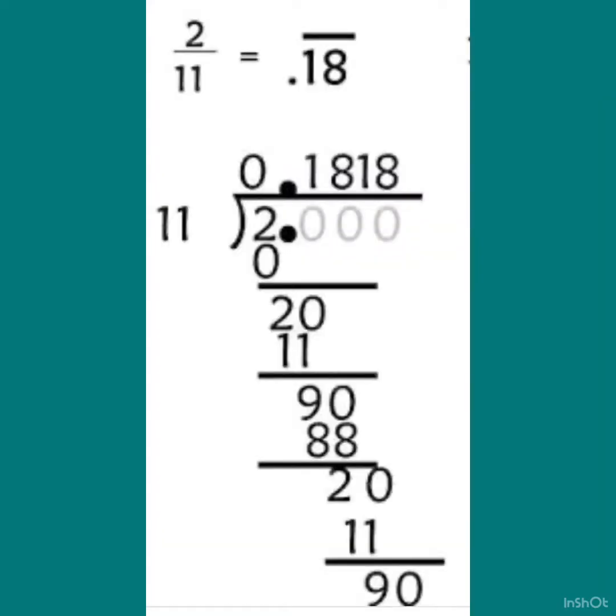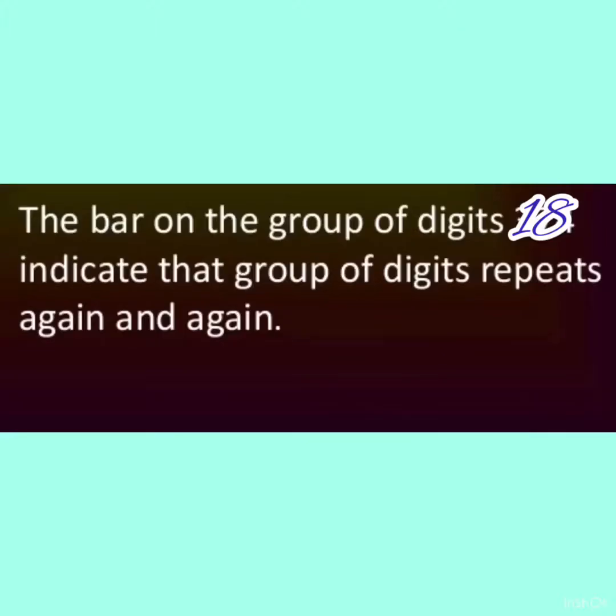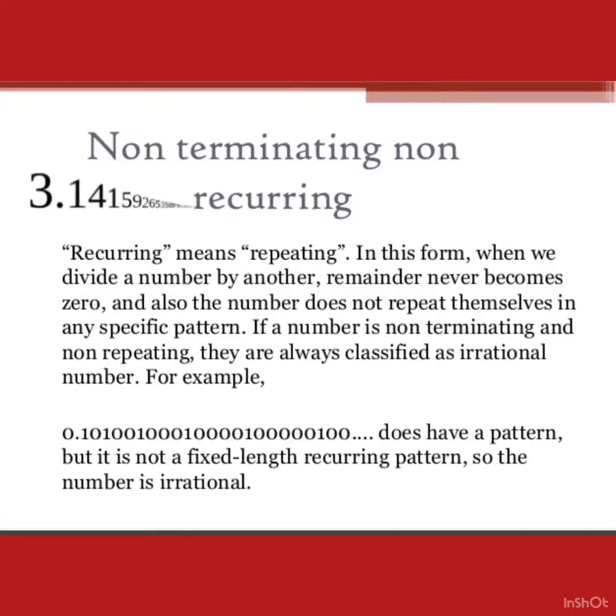Let us understand with the help of another example. You can see when we divide 2 by 11, the remainder never becomes 0. Instead of this, the quotient starts repeating itself. The bar on the group of digits 18 indicates the group of digits repeated again and again.